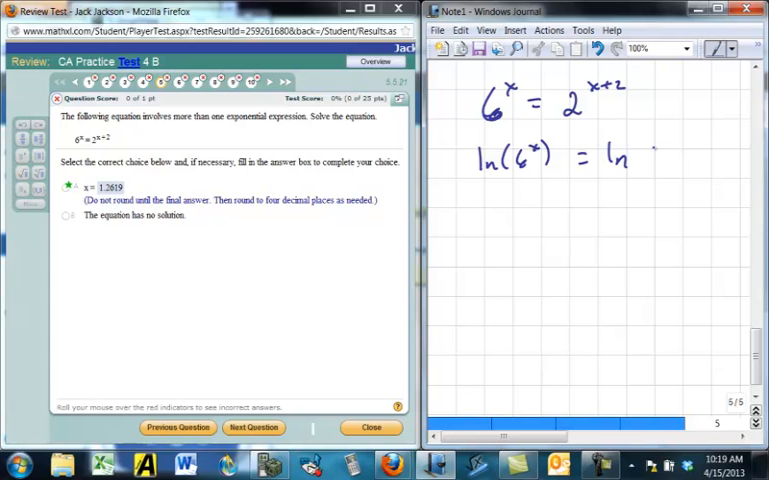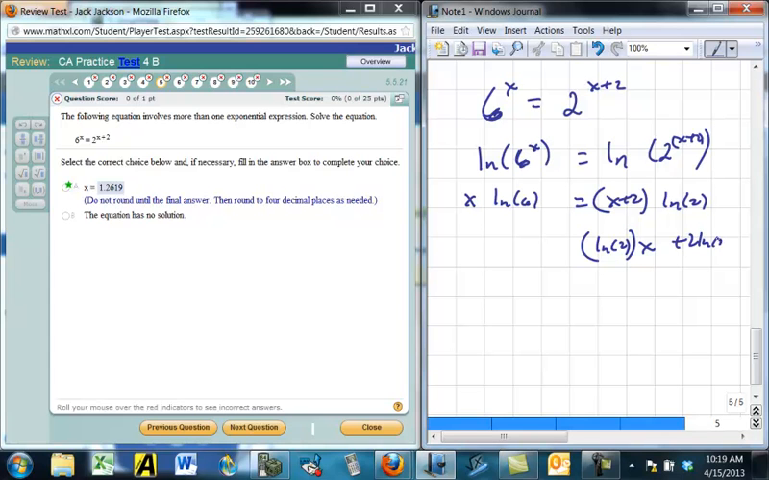So we take the natural log of both sides, and why do we do that? Well, because the property of logarithm says we can bring this out front as a power. If it's a power inside, it becomes multiplication outside. And so this is x plus 2 ln of 2. Distribute here, we got ln of 2 times x plus 2 times ln of 2. Here you have ln of 6 times x.